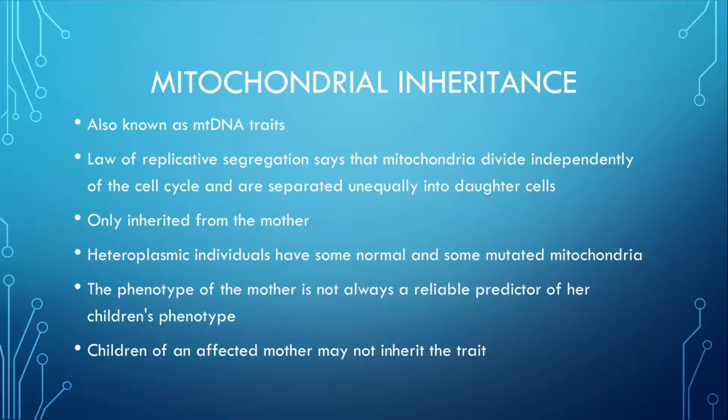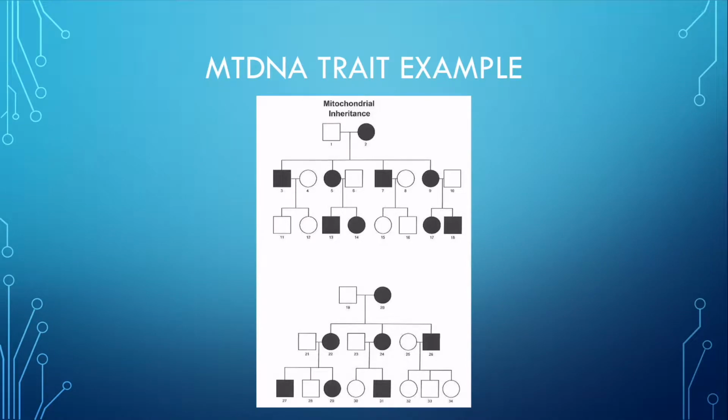If a mother is heteroplasmic, which is more likely than homoplasmic recessive, the mitochondrial genotype of her offspring is somewhat random. In a pedigree, traits inherited from mutated mtDNA can be identified by the fact that they are inherited only from the mother. This means an affected male is unable to pass on the mutation.